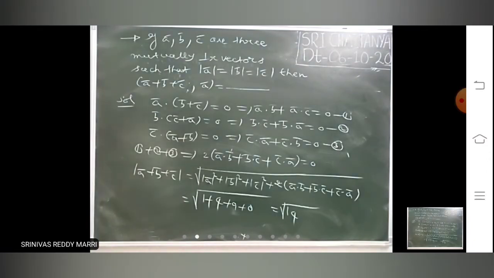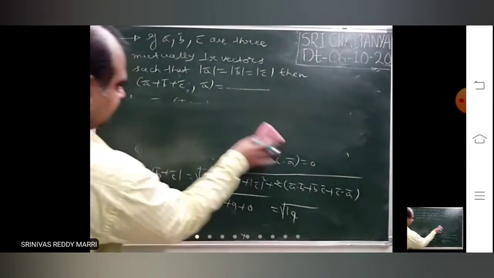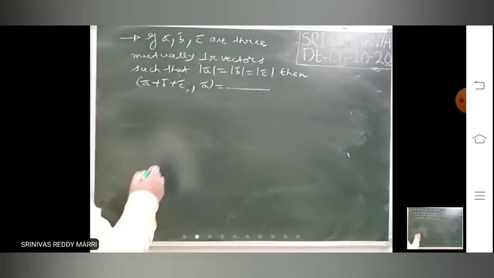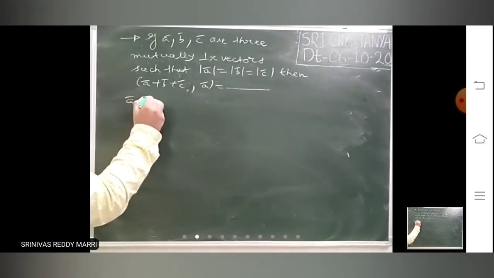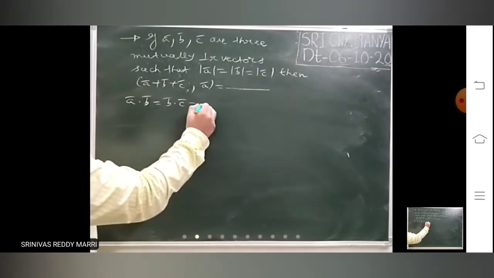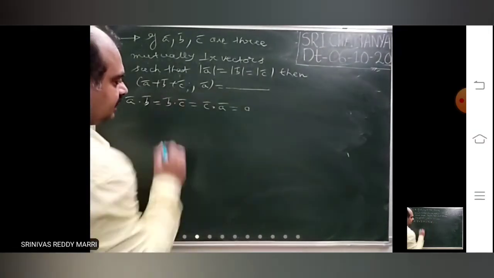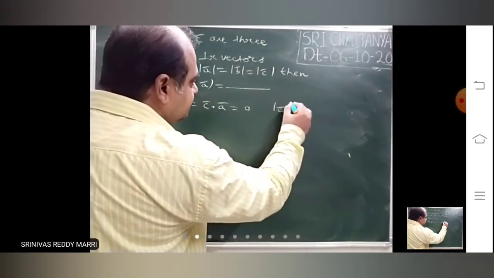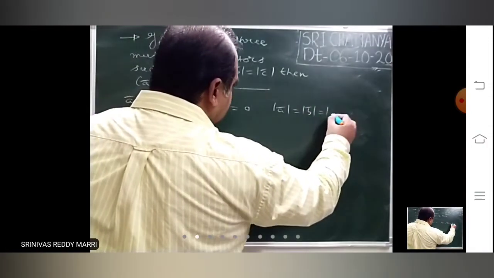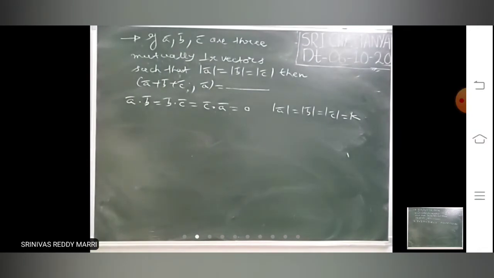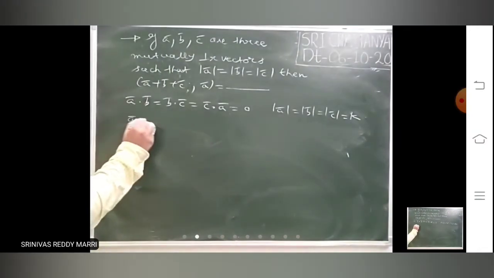Look at them. a bar, b bar, c bar are three mutually perpendicular vectors. That means if you take any two, they will be perpendicular. That means a dot b, b dot c equal to 0. That is given, and their magnitudes are equal. Let us say their magnitudes are each equal to k. Now what is he asking?